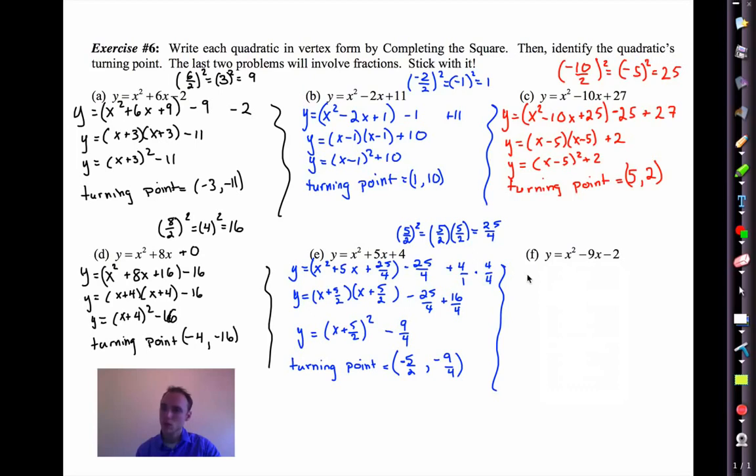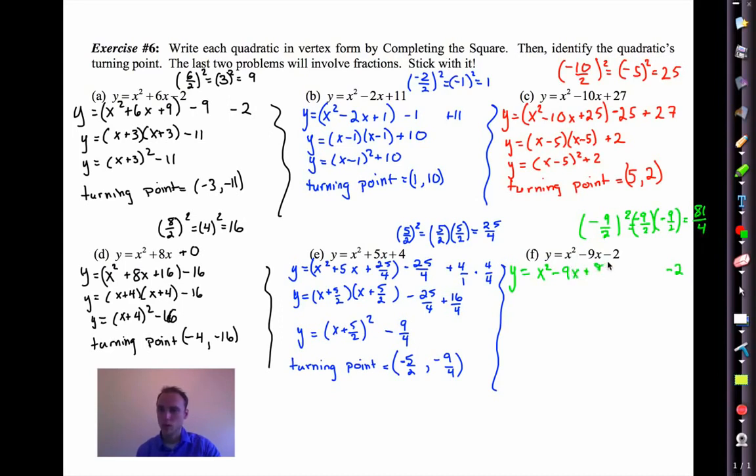All right, so let's do this one together. If I rewrite my question, I get y is equal to x squared minus 9x. I just give myself some space and put a minus 2. All right. Now I'm going to take my 9 and divide it by 2, and square it. So 9 halves squared. Well, this will be negative 9 over 2 times negative 9 over 2, or positive 81 over 4.